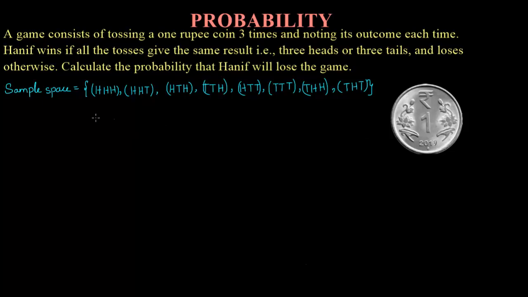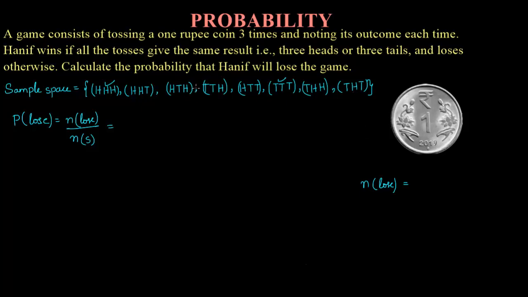So now let us find the probability that Hanif is going to lose the match. So the probability of losing the match is equal to n of losing the match divided by the total number of outcomes, right? So what is the chance that Hanif is going to lose the match? Only in this condition and this condition he is going to win. In the remaining, if any one of these conditions occurs, he is going to lose.